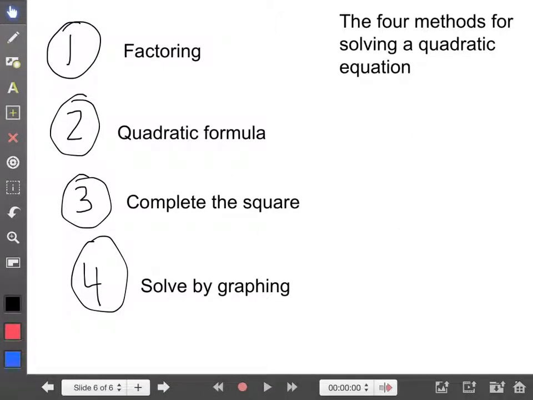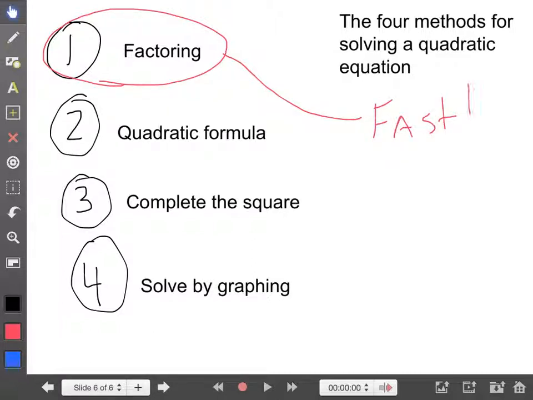Now I told you there's 4 ways to solve a quadratic equation. Okay? Number 1 is what you're learning right now. What does it say? Factoring. Now, here are the benefits of factoring. Factoring is fast. Okay? Factoring is very fast. But just like anything, it's going to have its drawbacks.